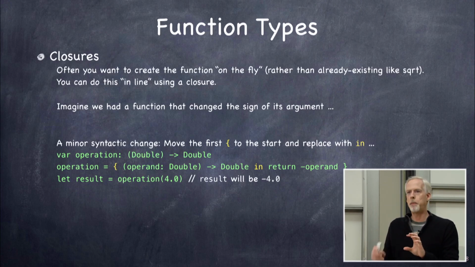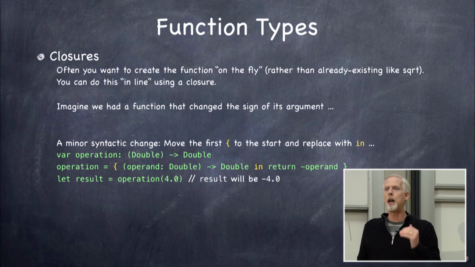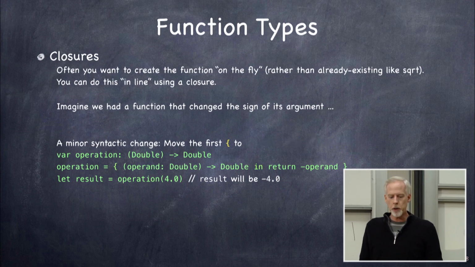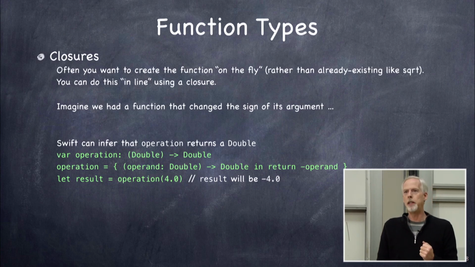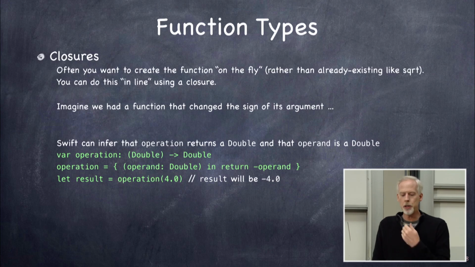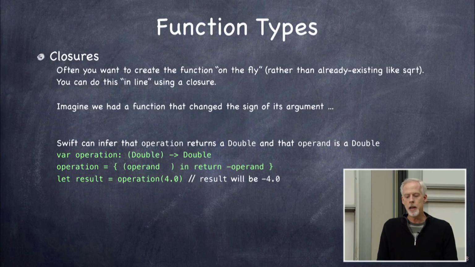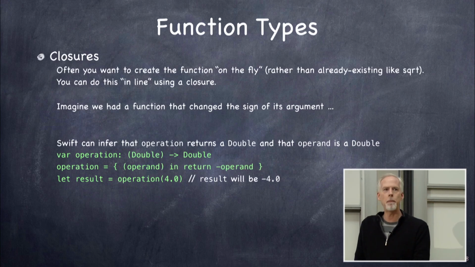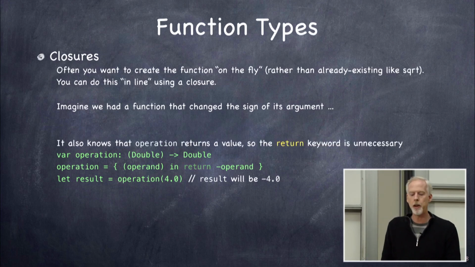But it gets much better than this because we have type inference in Swift. And Swift can absolutely go to town here because it knows a lot about what's going on. For example, Swift knows that this operation thing returns a double. It knows that. So you don't need to say returns double there. So just take that out. It also knows that the operand is a double. Okay? So you don't need to say that that operand is a double. You can take that out. Right? It also knows that this function returns something, so you don't need the keyword return minus operand there, so we can take that out as well.